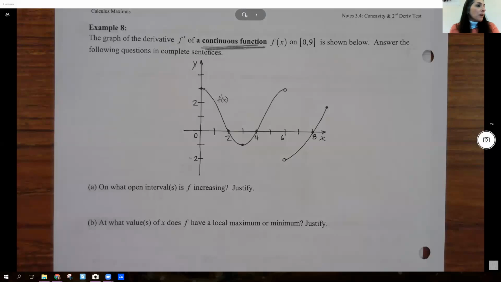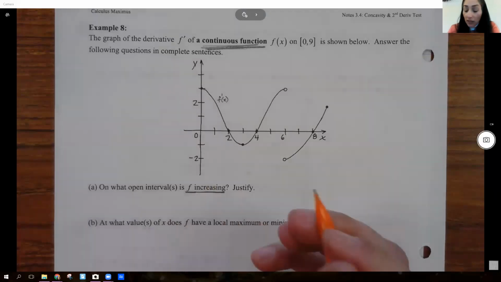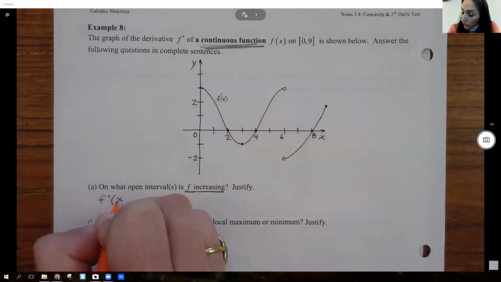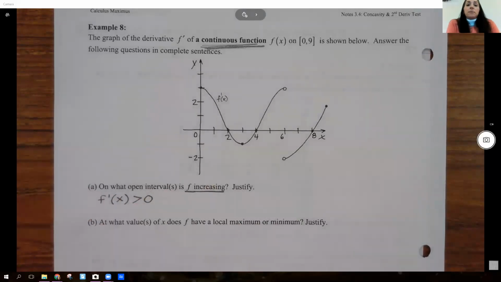So let's start with letter A. On what open intervals is f increasing? So when is the original function increasing? Remember, that is when the first derivative is greater than 0. When is that going to be?